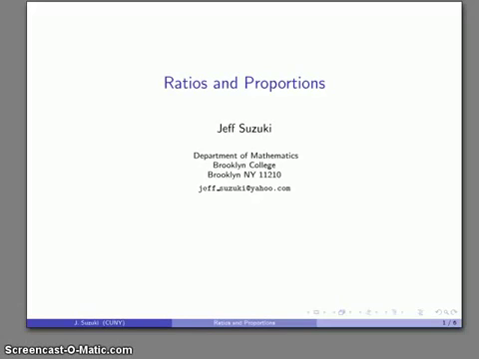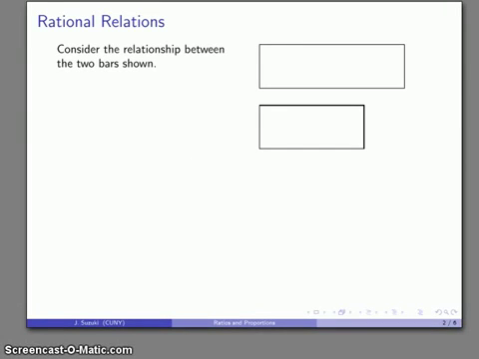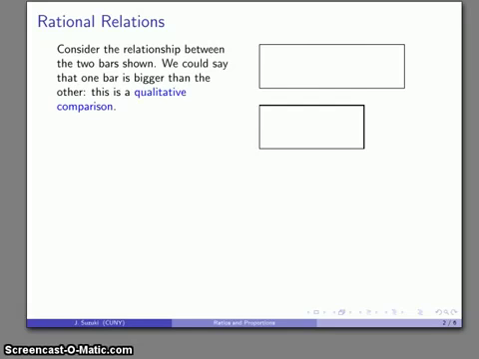Let's talk about ratios and proportions. What happens sometimes is we want to consider two objects and a relationship between the two of them. So we have this thing here and we want to compare it somehow to this thing over here. And we can make a couple of fairly obvious conclusions. We could say that this one is bigger than the other one, and this is a qualitative comparison.